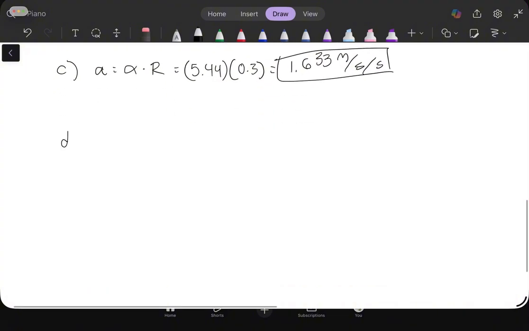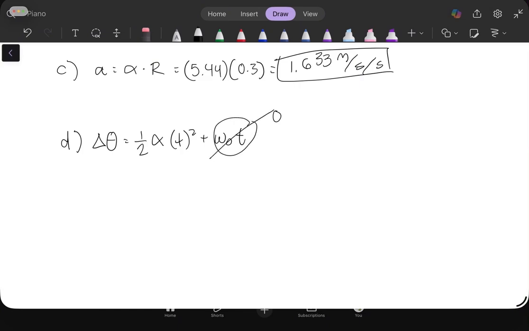Okay, for part D, we're going to be using the displacement formula equals 1/2 alpha times t squared. But then it starts at rest, so we can just get rid of this and then simplify it. We found alpha previously, which was 5.44, and then we're given a time interval of 5 seconds. And then we'll get 68.055.